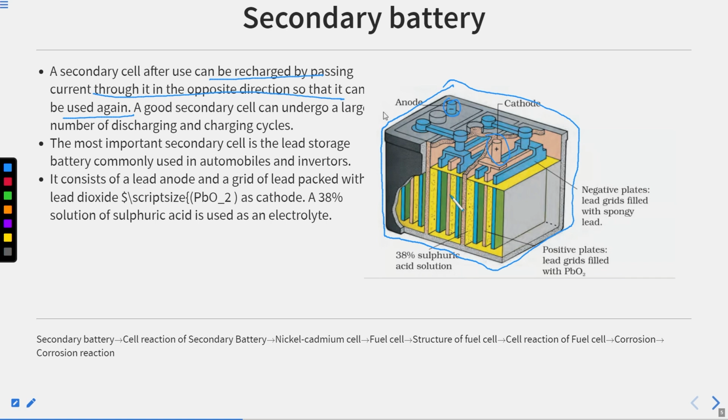The things you have to remember for now are that the positively charged grids of PbO2 will act as your cathode, and your Pb will act as the anode. And the sulfuric acid is acting as an electrolyte. That's it. It means the charge will flow through this sulfuric acid.